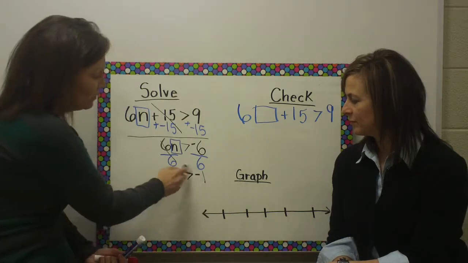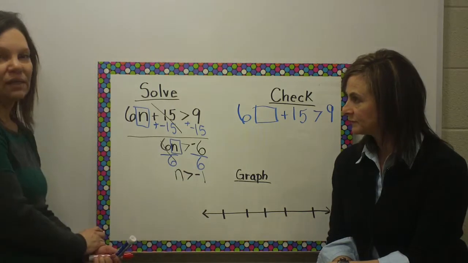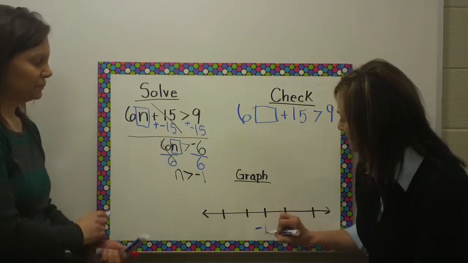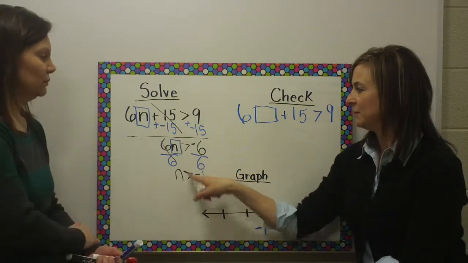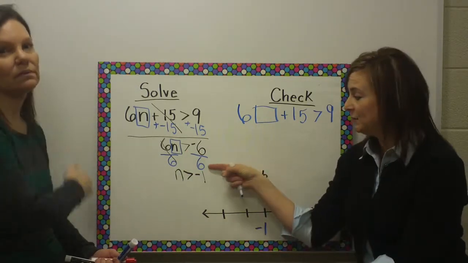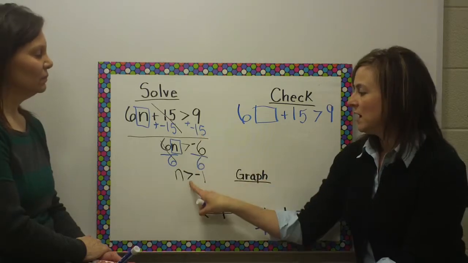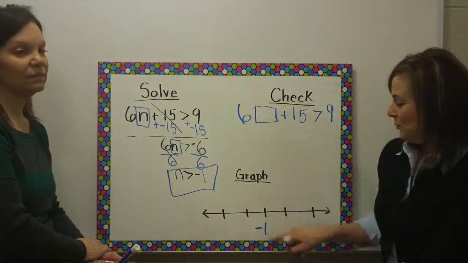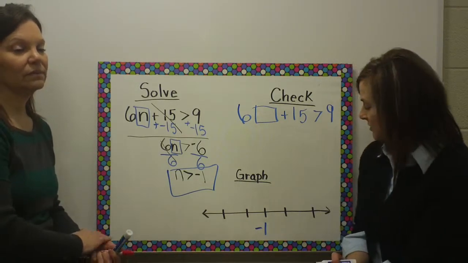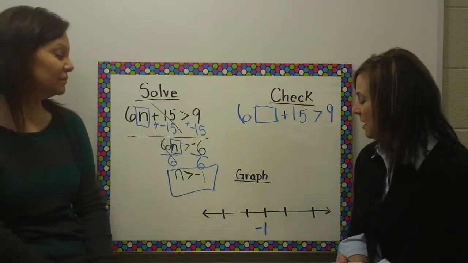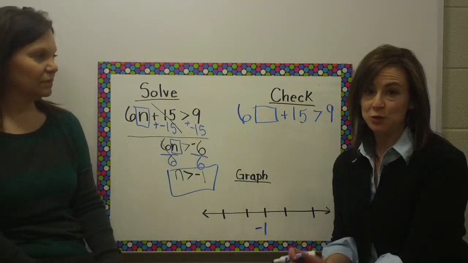Down below, whatever is in my solution, I'm going to write in the center of my graph. Notice that Mrs. Lesh did not flip the sign. Even though there was a negative up here, she divided by a positive. So our inequality stays the same for our solution set. Put a negative 1 in the center, and then remember you want 2 in either direction, making sure that you choose the same interval.